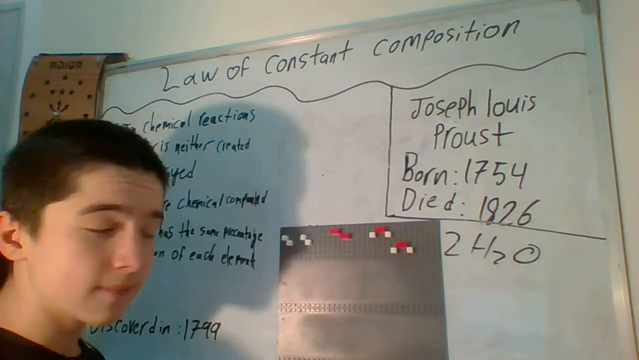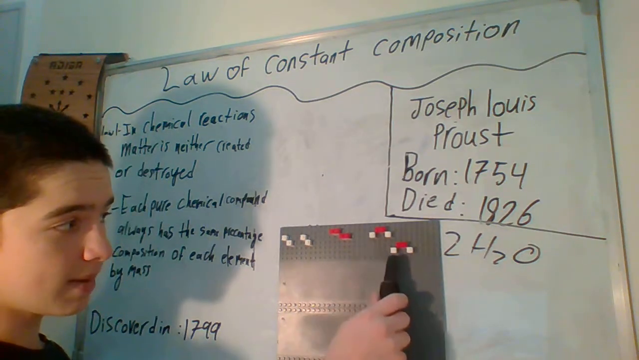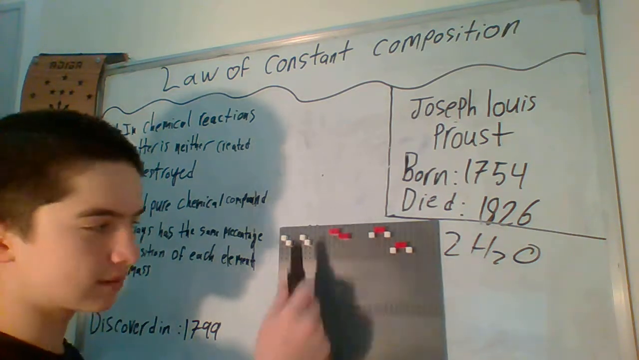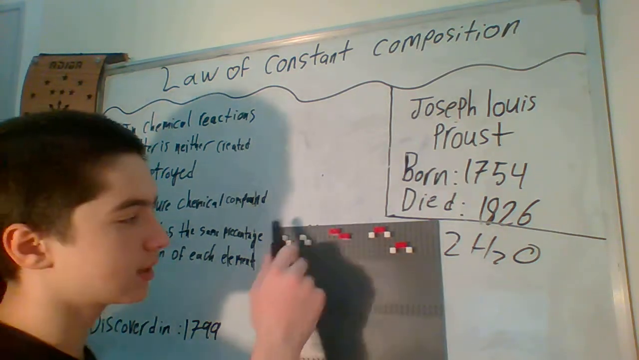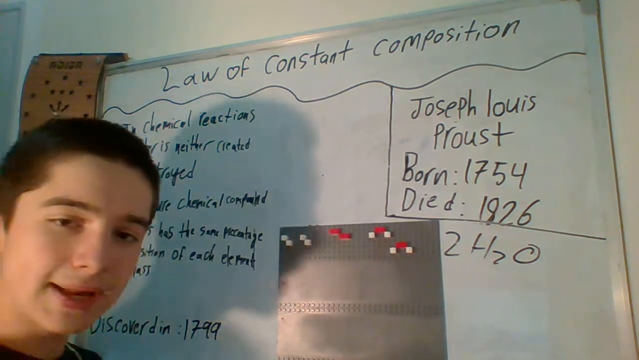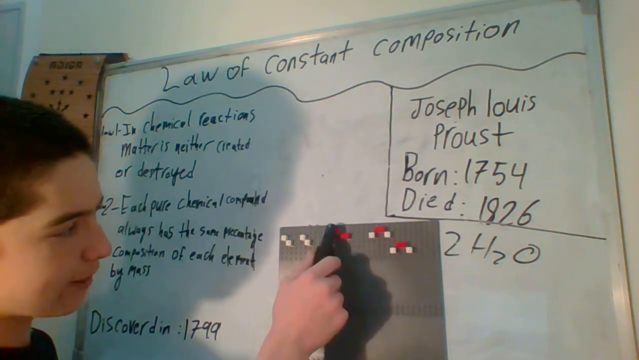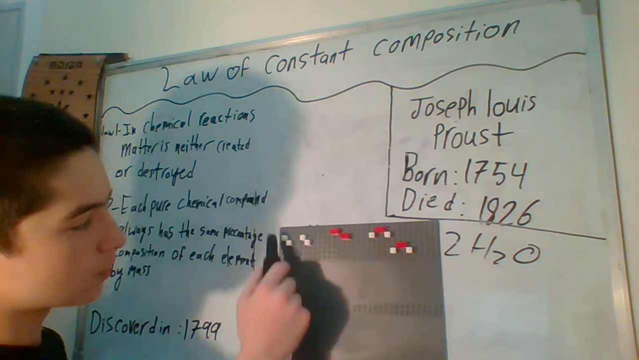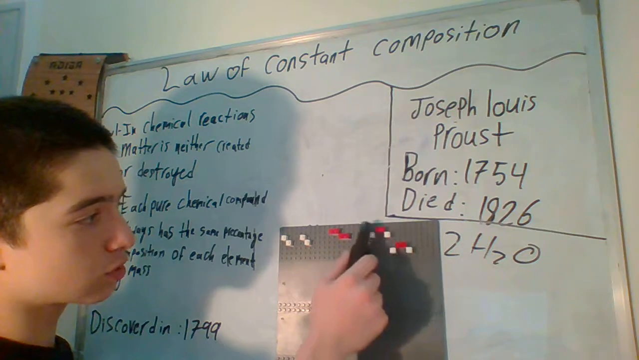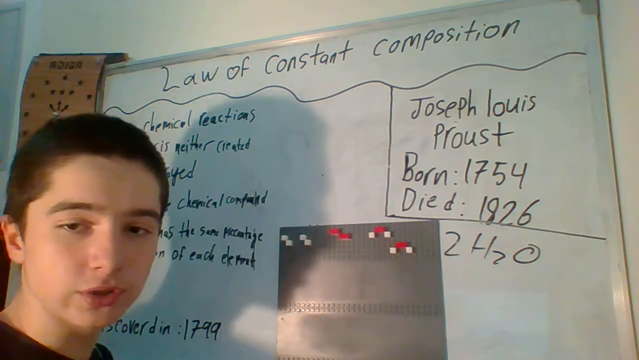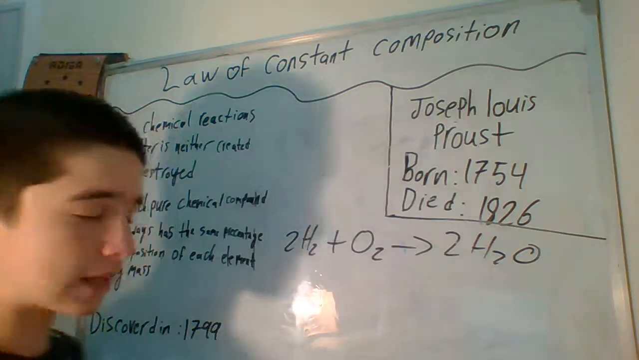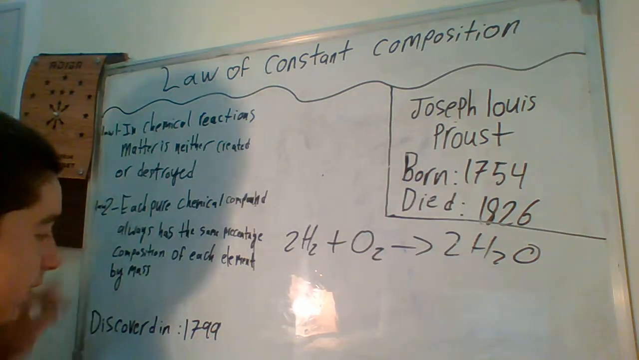So that proves that the percentage of mass of the product will equal that of the reactants, and the reactants will have the same percentage mass of the product mass. Also, if you add the masses of the oxygen atoms and the hydrogen atoms, they equal the mass of the 2 molecules of water. So this is how to prove that both of the laws are correct.